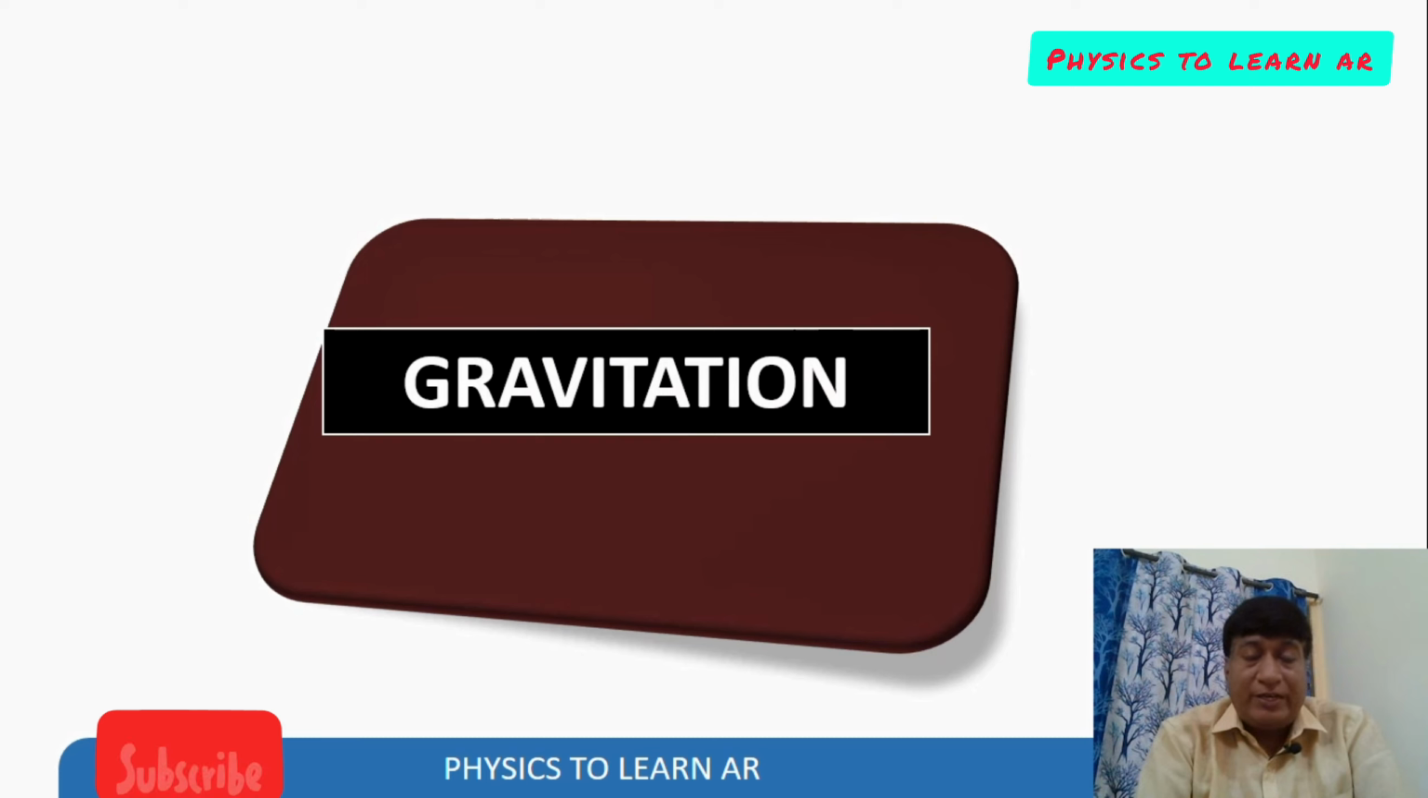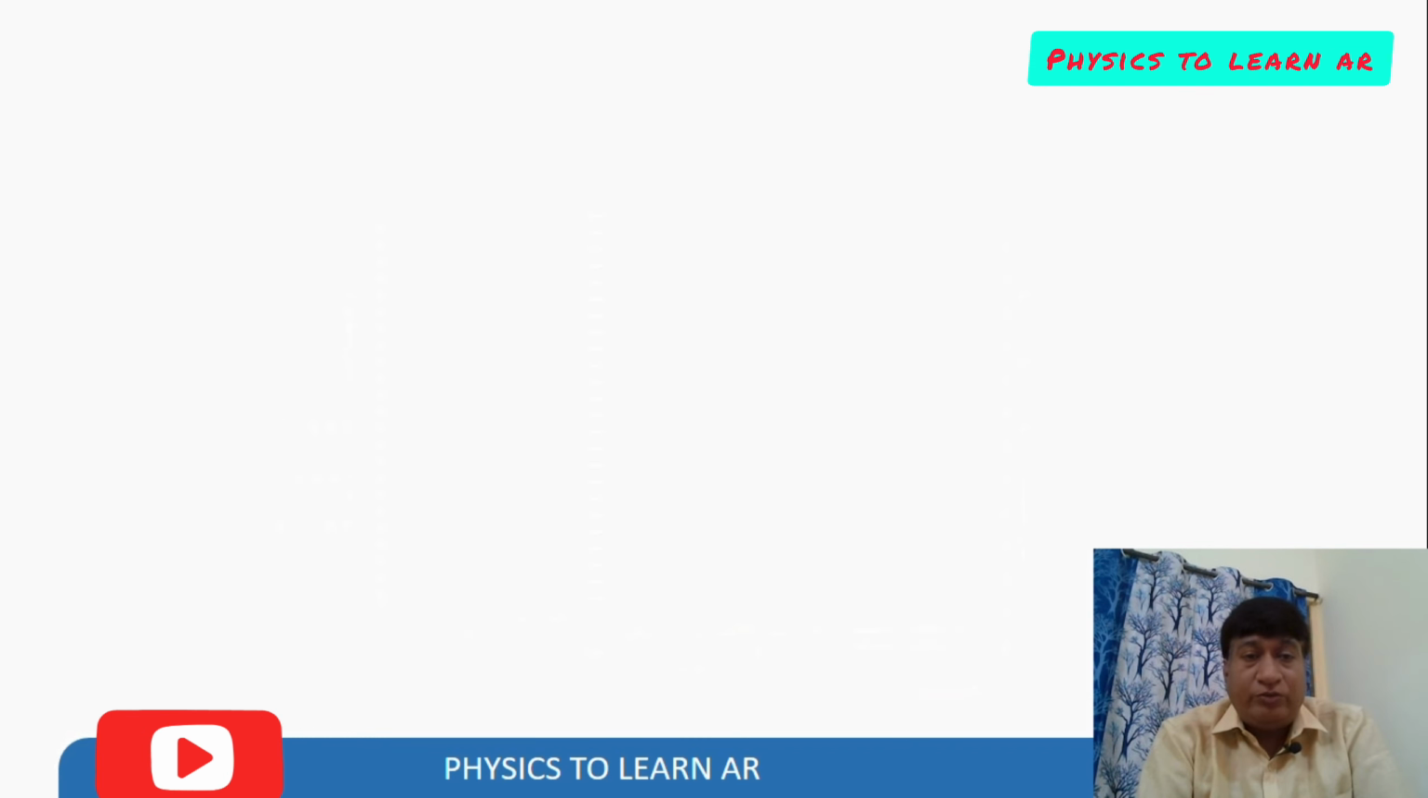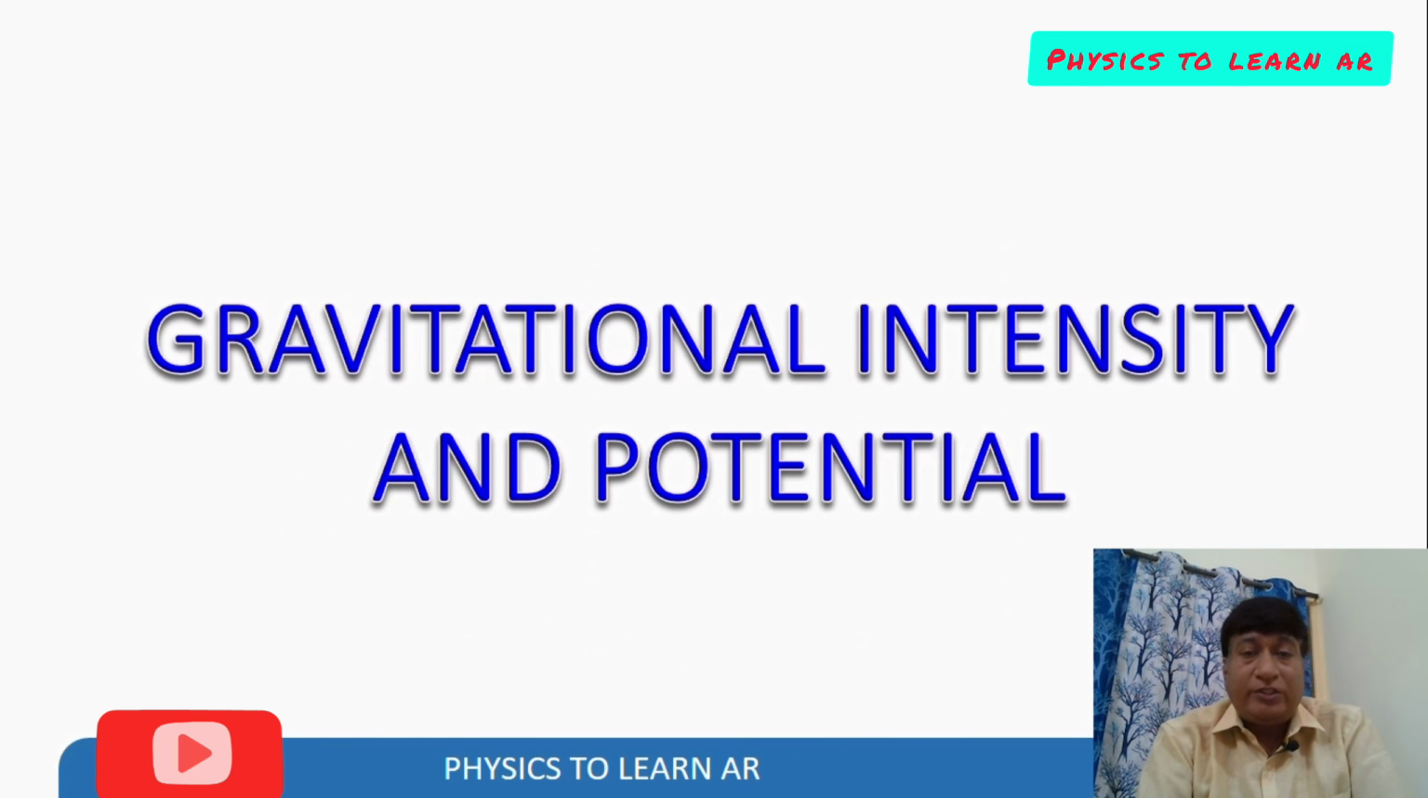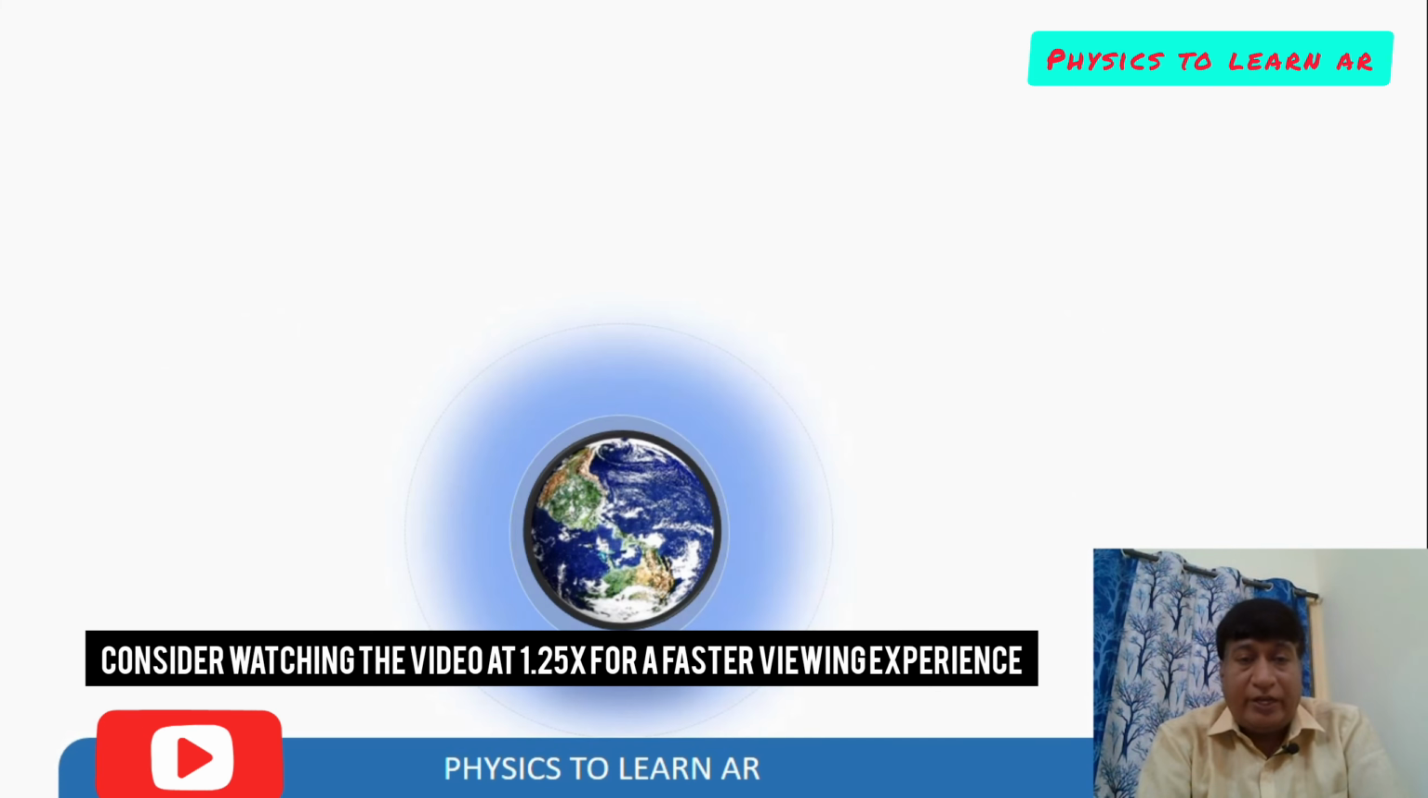In the previous classes we discussed the concept of gravitation. In this class we are going to discuss the concept of gravitational intensity and potential. As we know, the Earth has an attractive force, and that region is called the gravitational field or gravitational field intensity.